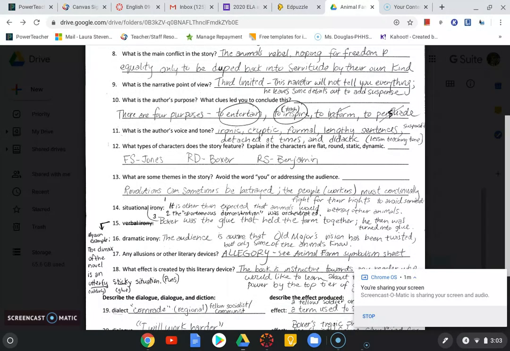There are three different types of characters. There's the flat static character. That is Jones. Flat means he's not complex, and static means he does not undergo a psychological change. Yes, he experienced defeat, but he was a loser from the beginning, and he's a loser at the end of the story too. They constantly show him at the Red Lion, drinking and just failing. So I would say he doesn't undergo a psychological change.